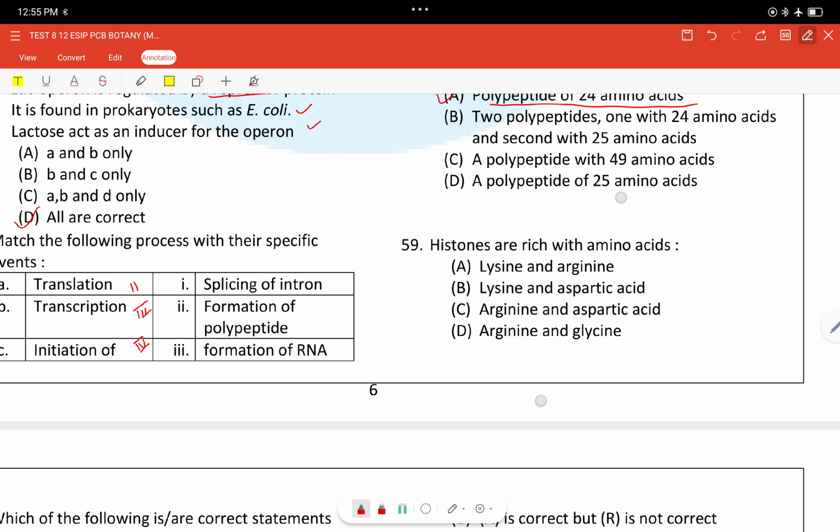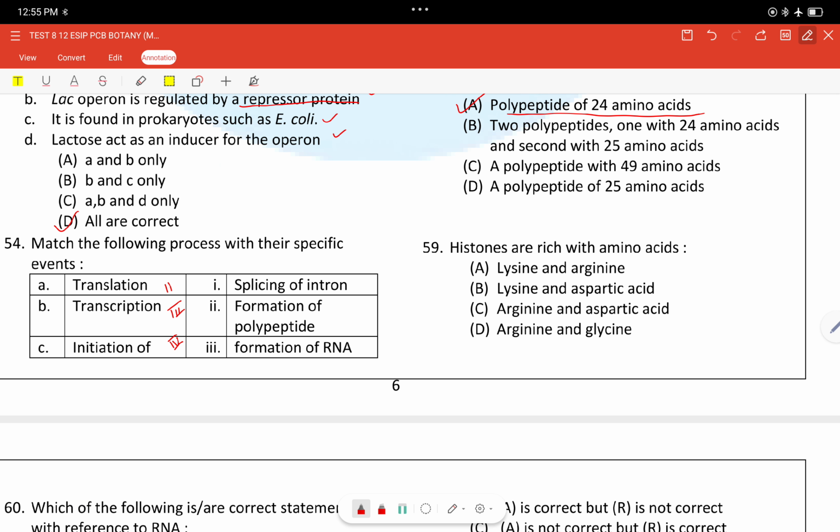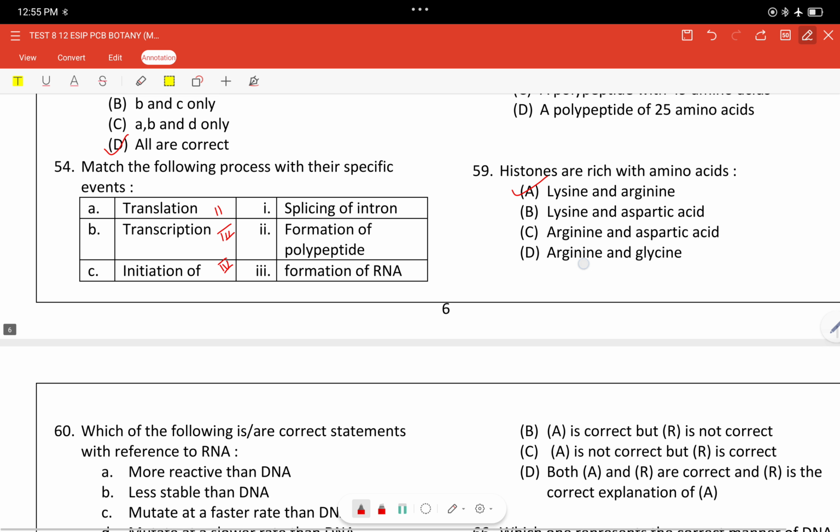Histones are rich in amino acids lysine and arginine.